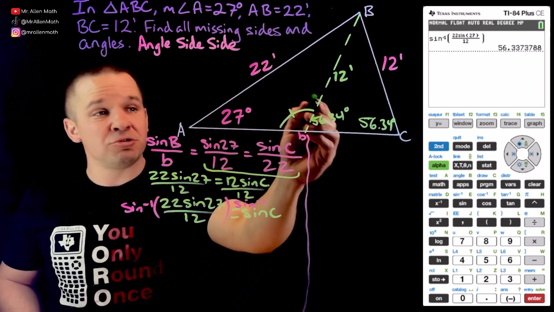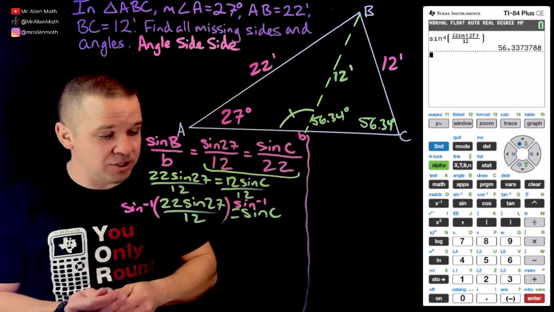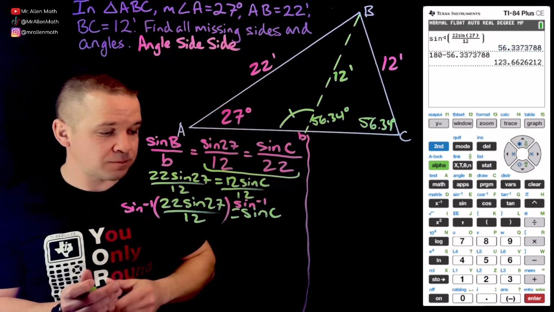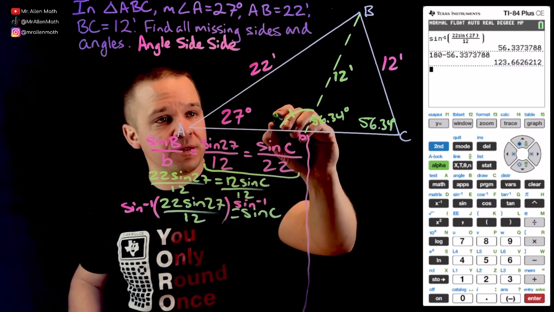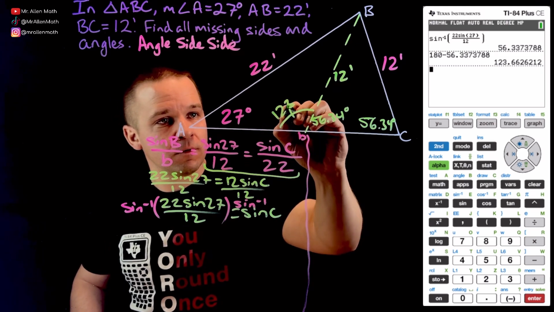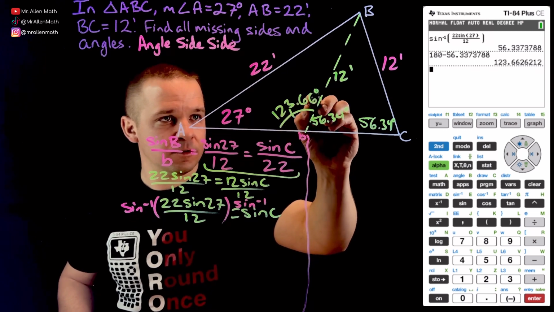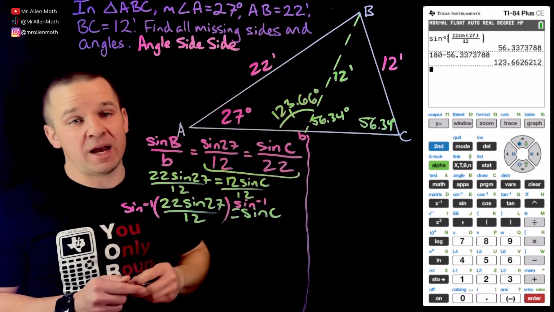So what is this angle going to be right here? Well, these two should add up to 180. So what I'm going to do is 180 minus this guy right here, and I've got 123.66 degrees. That's a new possible angle there.